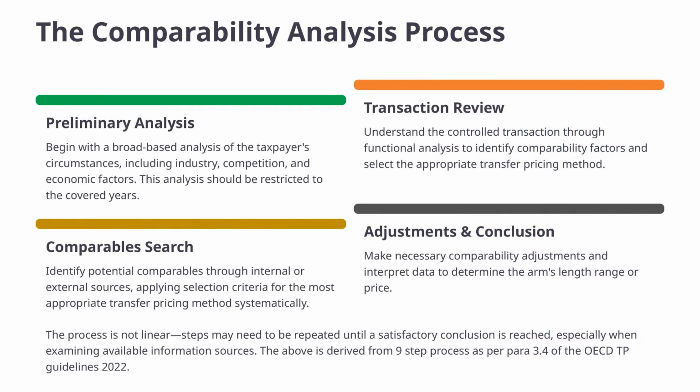The comparability analysis process begins with a broad-based analysis of the taxpayer's circumstances, focusing on industry, competition, and economic factors. Conduct a functional analysis to understand the controlled transaction, identify comparability factors, and select the appropriate transfer pricing method. Identify potential comparables, apply selection criteria, and make necessary adjustments to determine the arm's length range or price. The slide on the screen is based on the 9-step process recommended by OECD.